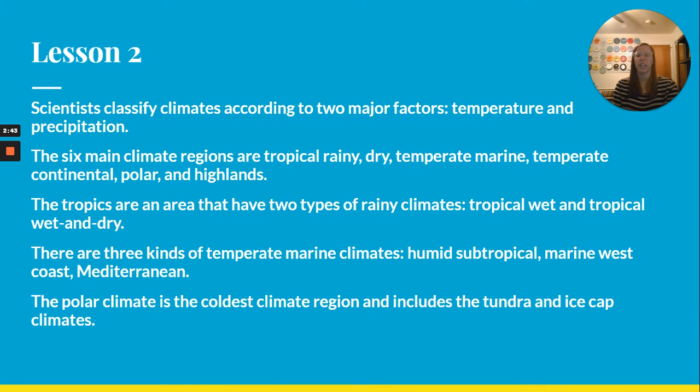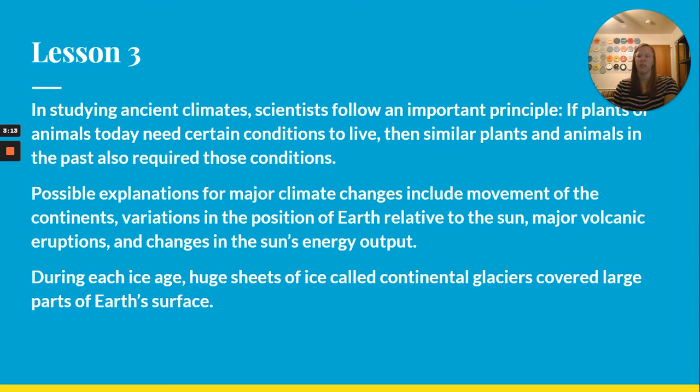From lesson 2, scientists classify climates according to 2 major factors, temperature and precipitation. So the 6 main climate regions are tropical rainy, dry, temperate marine, temperate continental, polar, and highlands. The tropics are an area that have 2 types of rainy climates, tropical wet and dry. There are 3 kinds of temperate marine climates, humid subtropical, marine west coast, and Mediterranean. The polar climate is the coldest climate region and includes the tundra and ice cap climates.